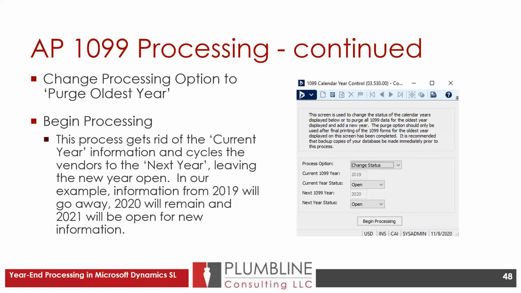So when we're going to change our 1099 calendar year control, you will change the processing option to purge the oldest year and begin processing. This process gets rid of our oldest year's information and cycles the vendors to the next year, leaving the new year open. In this example, the information from 2019 is going to go away. 2020 will remain open, and 2021 will now be open for new information, which means we can print checks.